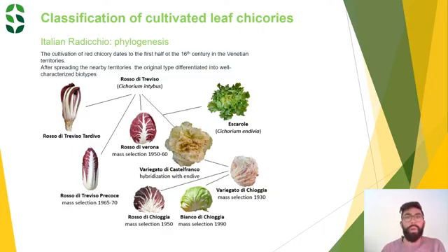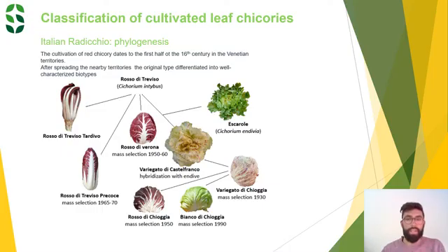We don't know if by chance or due to human will, we had some crosses with Escarole, Cichorium endivia, that is interfertile with Cichorium intybus, and we obtained the variegated type. Variegato di Castelfranco is the most famous, but we also have a type that is more closed, that is the Variegato di Lusia.